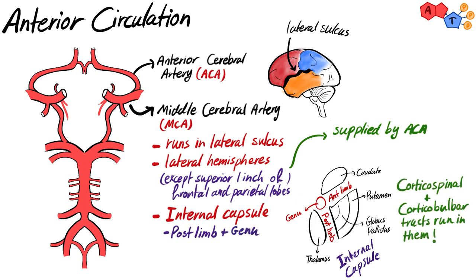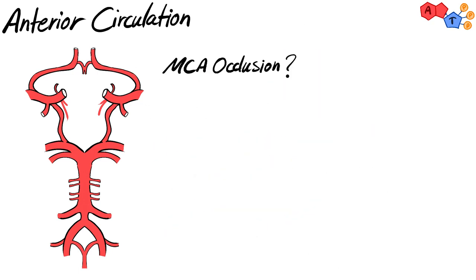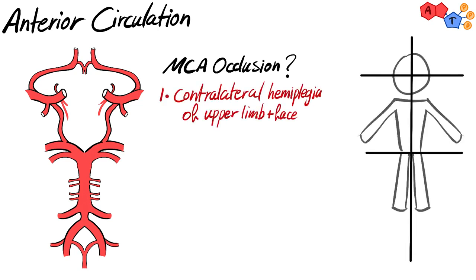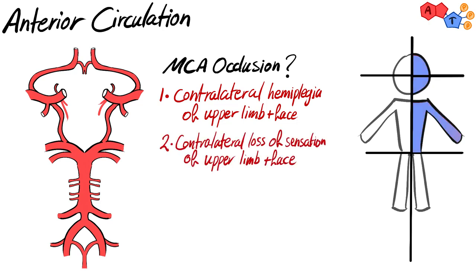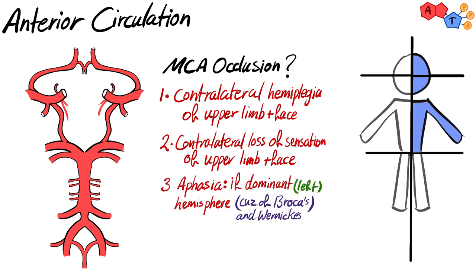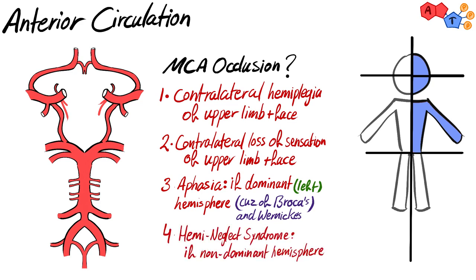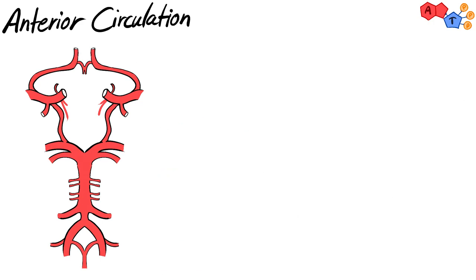tracts are passing. So, if middle cerebral artery got occluded, the patient will have many problems, most importantly, contralateral hemiplegia or hemiparesis of the face and upper limbs, contralateral loss of sensation of the face and the upper limbs. He or she will also have aphasia if the dominant hemisphere is affected, usually the left one, and due to the presence of Broca's and Wernicke's areas. On the other hand, if the non-dominant hemisphere is affected, the patient will have hemineglect syndrome.